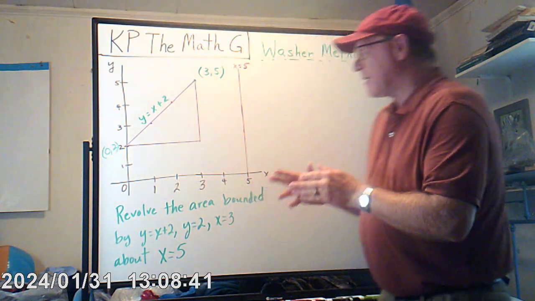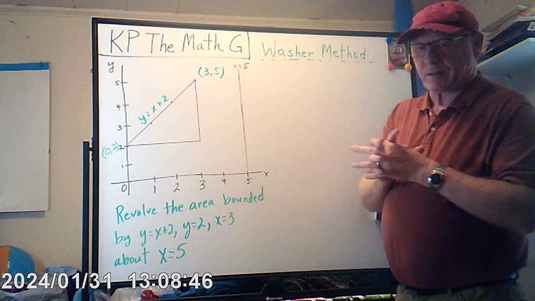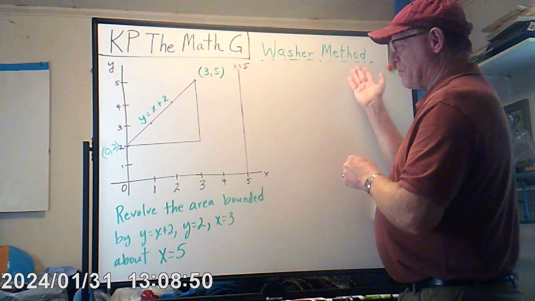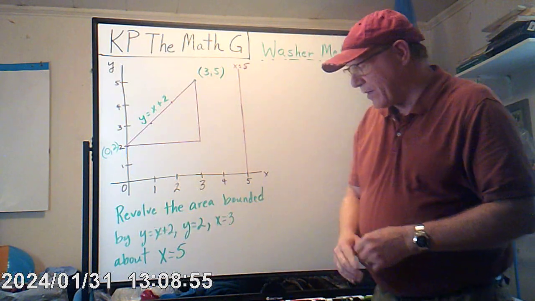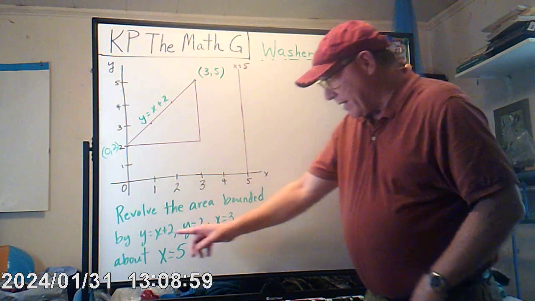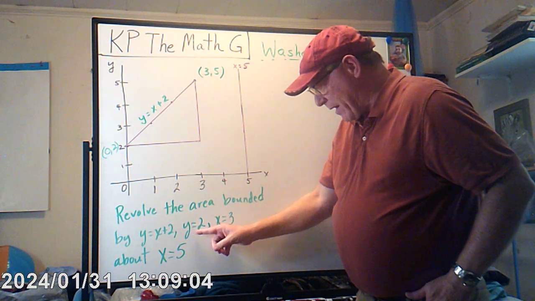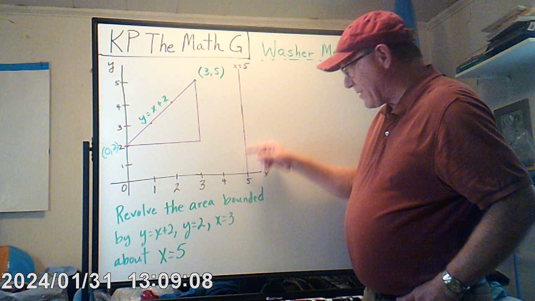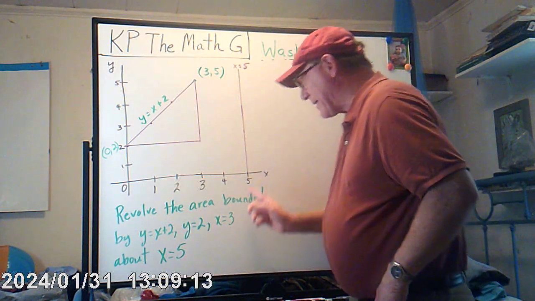This is again another revolving. It's a volume of revolution is what the title is, and it is done by the washer method. If you read down here, you'll see that we're going to revolve the area, this area here, bounded by y equals x plus 2, bounded by y equals 2, and x equals 3. We're going to revolve that about x equals 5.